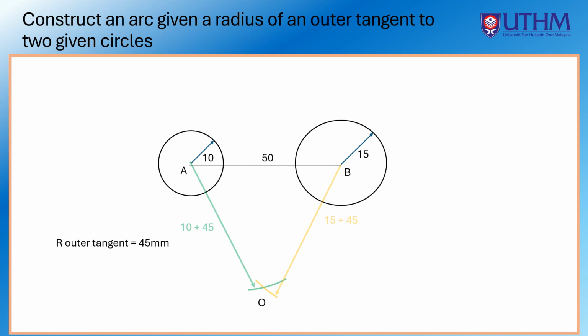Finally, at this intersection of both arcs, using a 45 mm radius, create an arc that is tangent to both circles. Now, there is the tangent line for both circles in purple color.